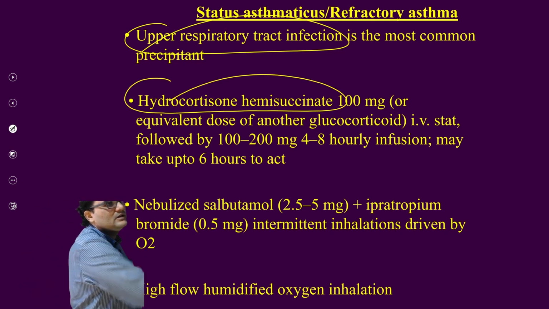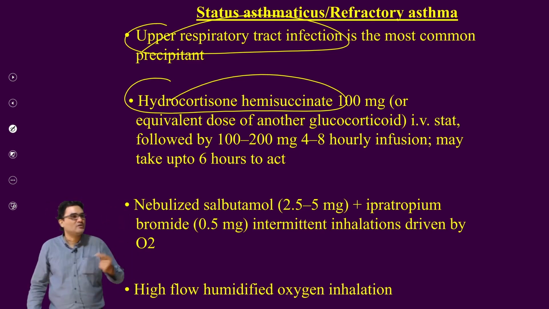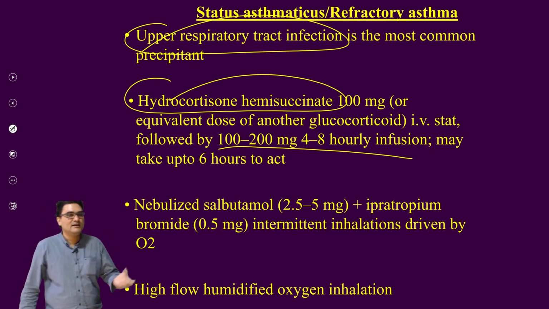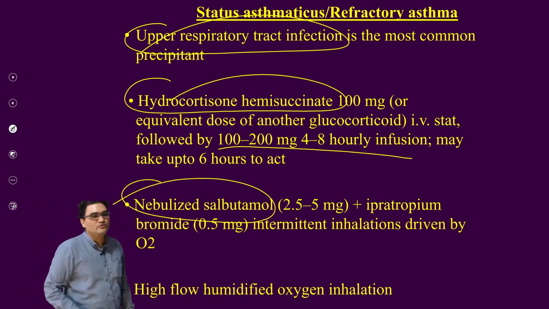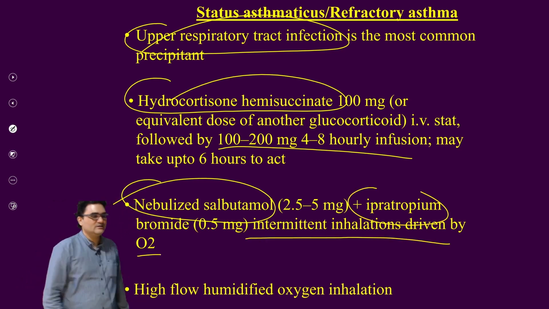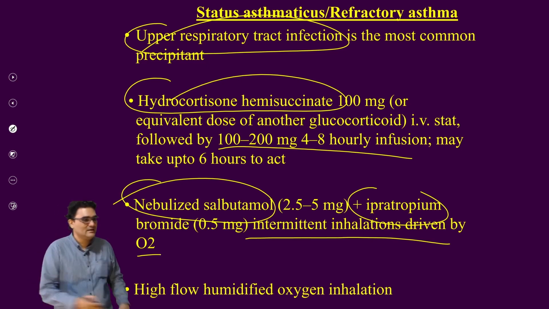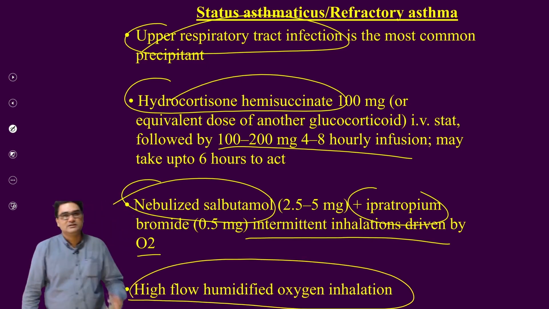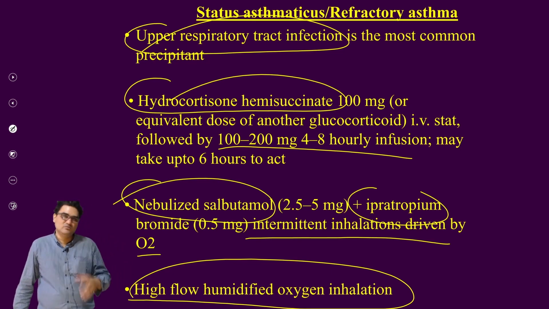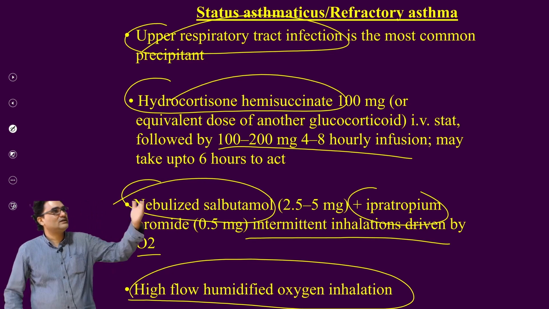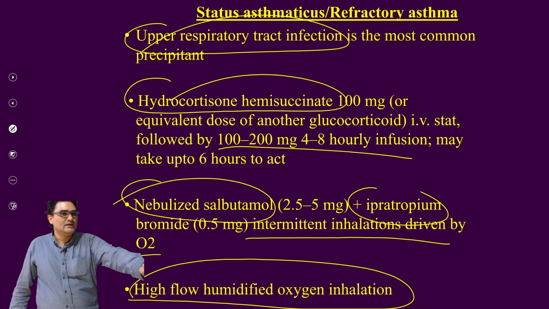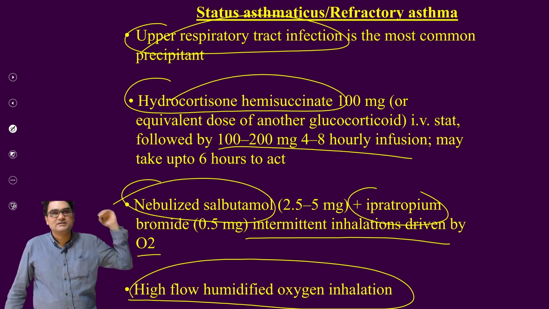Yes, hydrocortisone 100 mg IV stat followed by 100 to 200 mg every 4 to 8 hourly is the first drug which should be given. Next, inhalational drug is nebulization with salbutamol and ipratropium bromide, intermittent inhalational with oxygen supply, very important. Oxygen, high flow humidified oxygen, this should be given. Some of them use xanthines. Okay, so that is one more drug which can be used. So what are the drugs used? Humidified high flow oxygen, nebulized salbutamol, ipratropium bromide, hydrocortisone hemisuccinate by IV route.